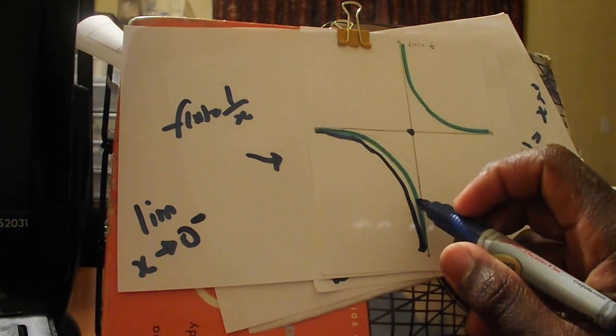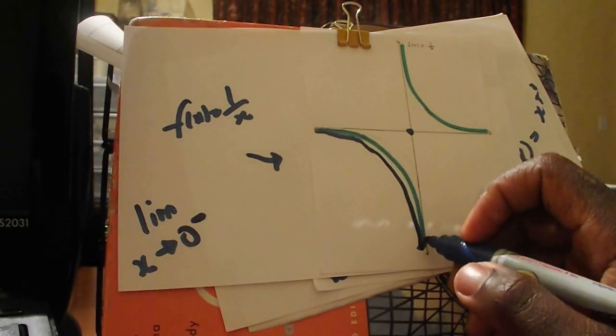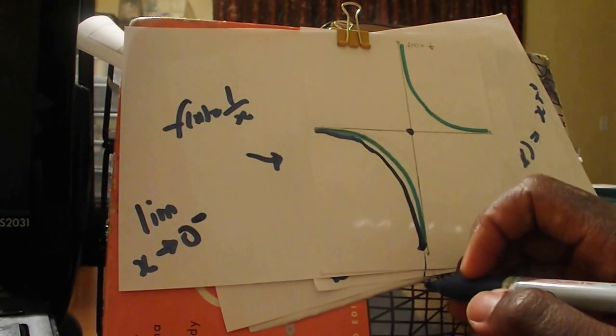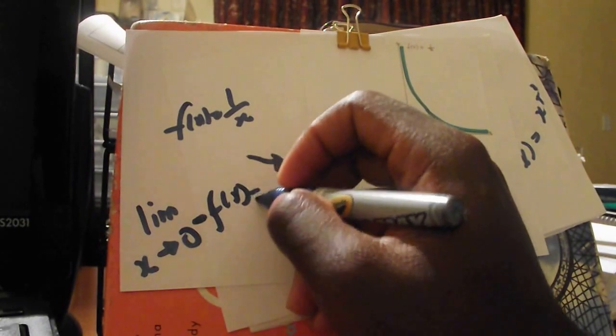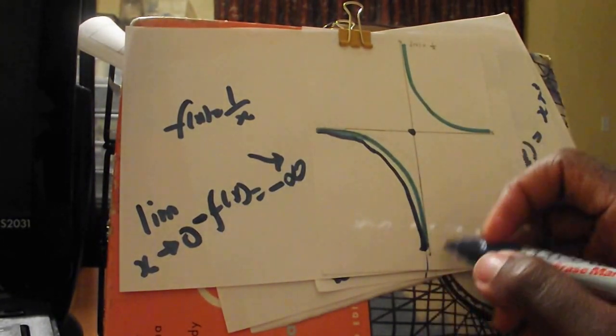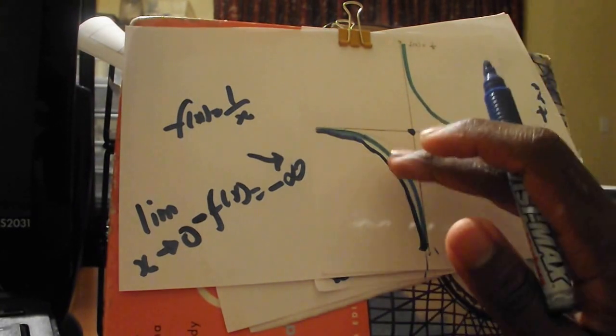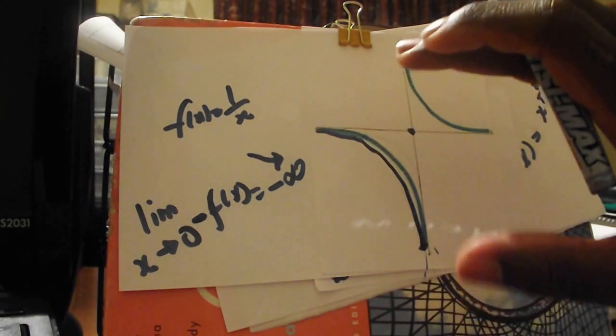We see that the graph approaches infinity, because at this point it just keeps on going in a straight line, it doesn't really stop. So the limit as x approaches 0 from the negative side for f of x is equal to negative infinity, because this is negative infinity, this is positive infinity. They can't both be infinities.